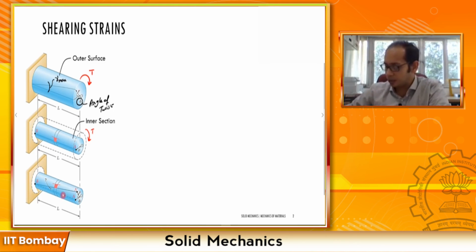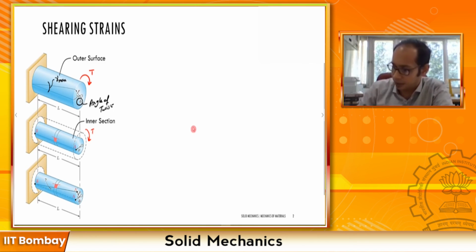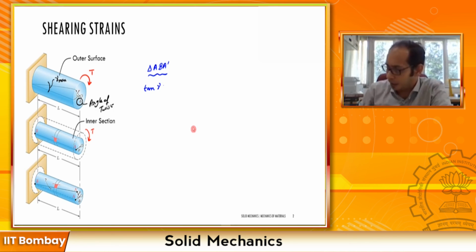if I take this triangle which is over here, that is A B A prime, so let's just write that down. So if I take this triangle A B A prime, from this triangle, I can write the relationship. If I take the tangent of gamma, tan of gamma becomes equal to A prime divided by the length L, right?